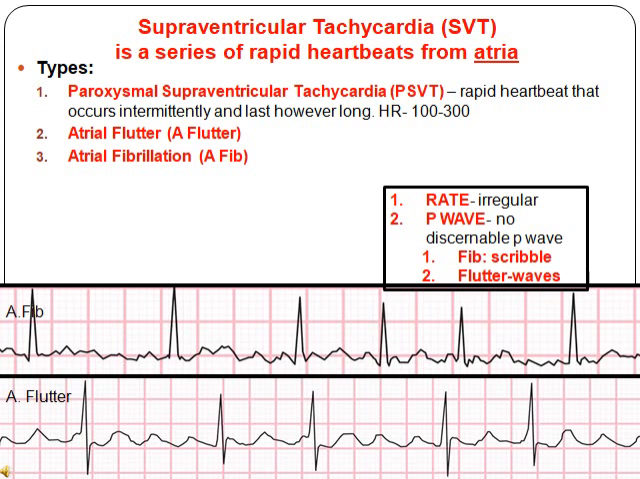The way you could tell the difference between both of them is that in atrial fibrillation, the P waves are scribbles, and in atrial flutter, there are waves. If you look at those two EKGs down there, atrial fibrillation has an irregular R to R, as you could see, and the P wave is like scribbles. The atrial flutter also has an irregular R to R, which is the rate, but the P wave is waves.